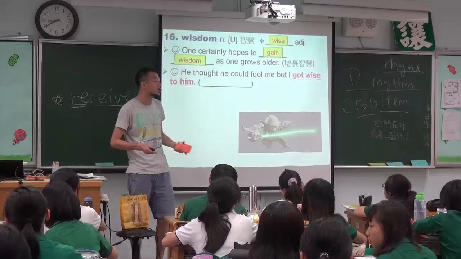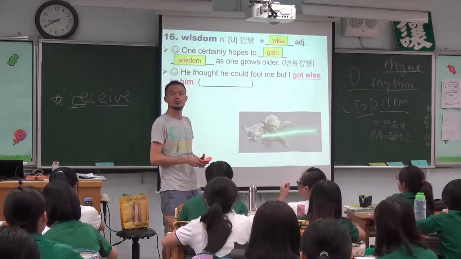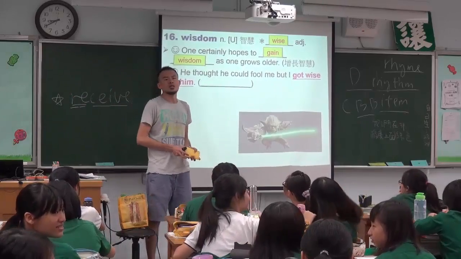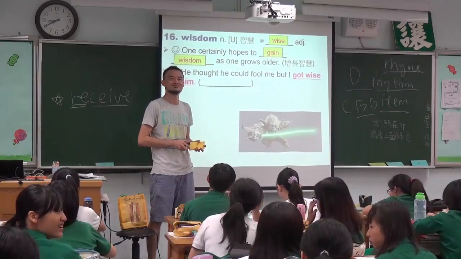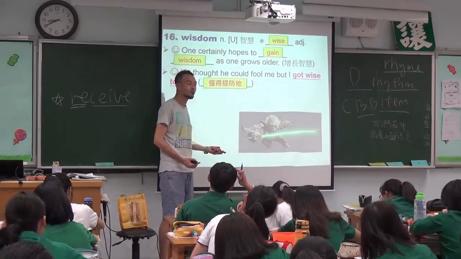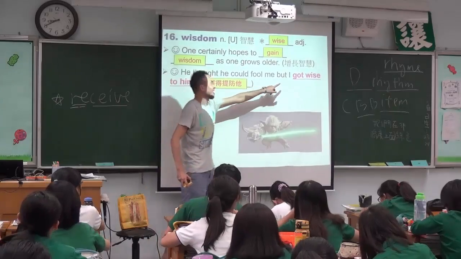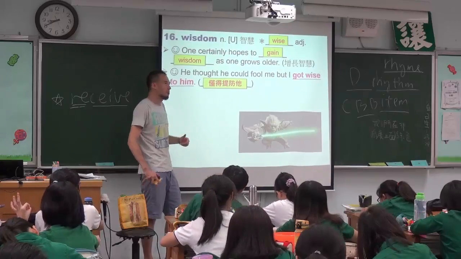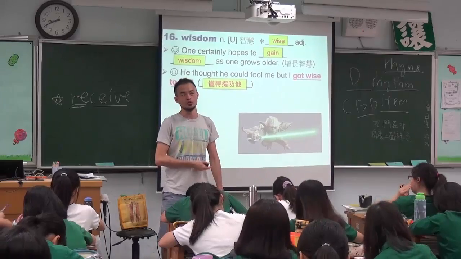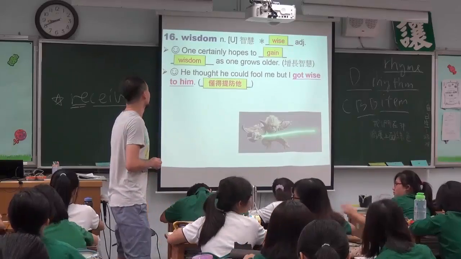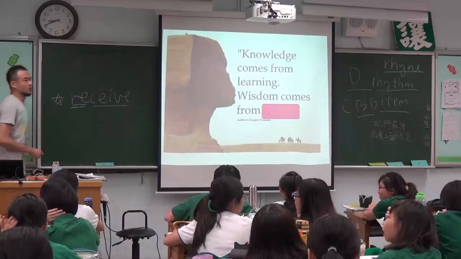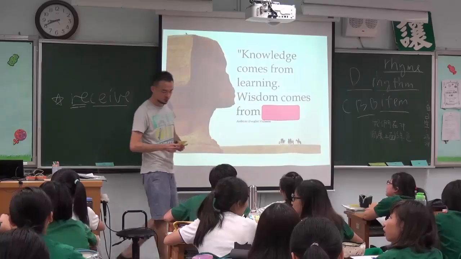We can say I got wise to her. What could be the Chinese translation? Can you think of a Chinese translation for this? Bell used to fool me, but now I got wise to her. When you say you got wise to him, it just means you know she is doing something funny to you, you wouldn't take it seriously, or you wouldn't be fooled so many times. Anyway, if you think knowledge comes from learning, wisdom comes from making this. Right.